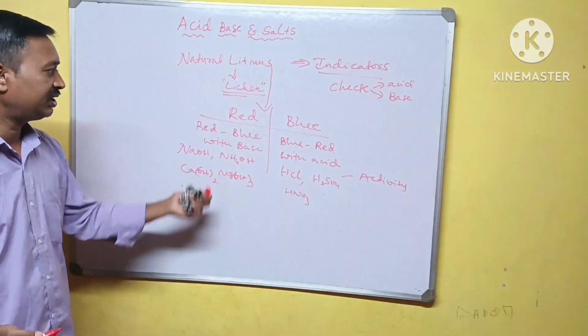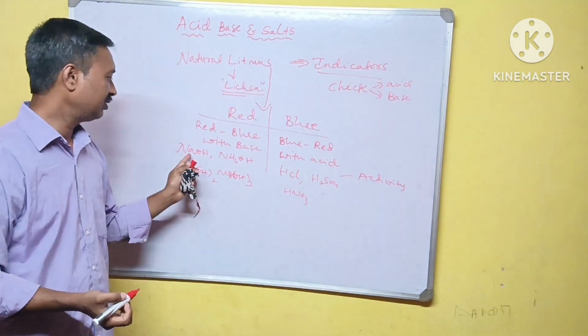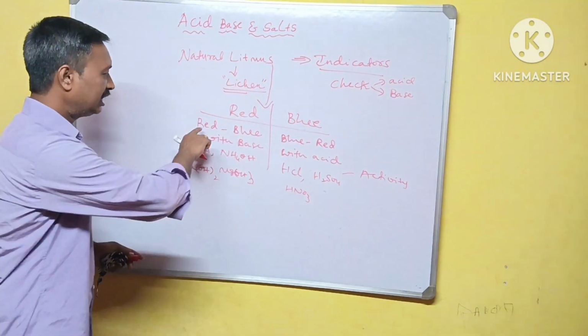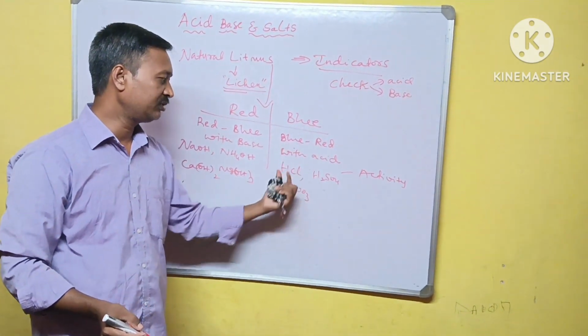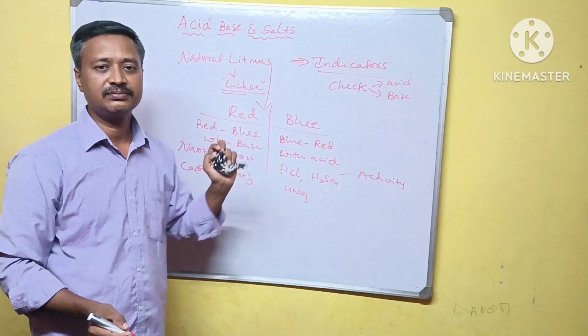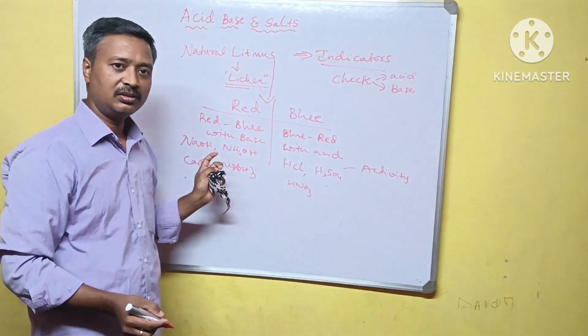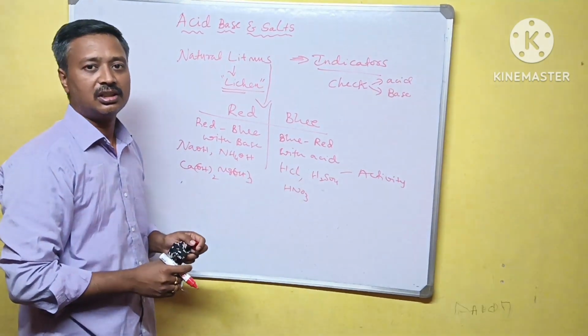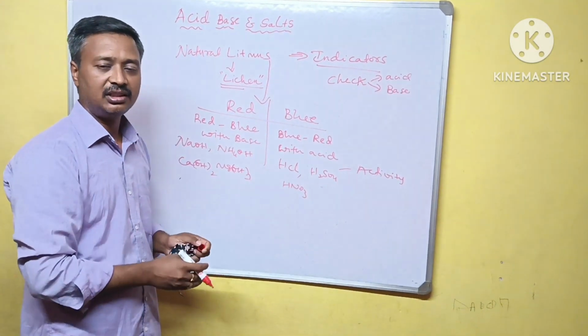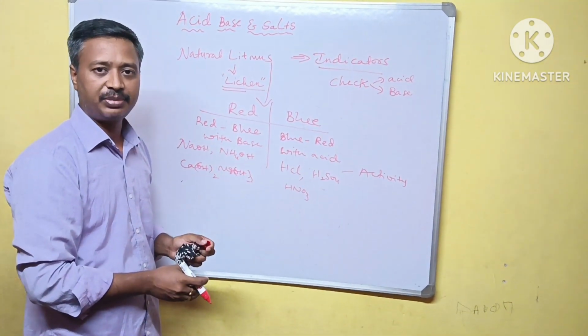What happens when we treat red litmus with NaOH? Red litmus changes to blue litmus. What happens when we treat blue litmus with HCl? It changes to red. Any doubt? Indicators are the substances which are used to find whether the given solution is an acid or a base.